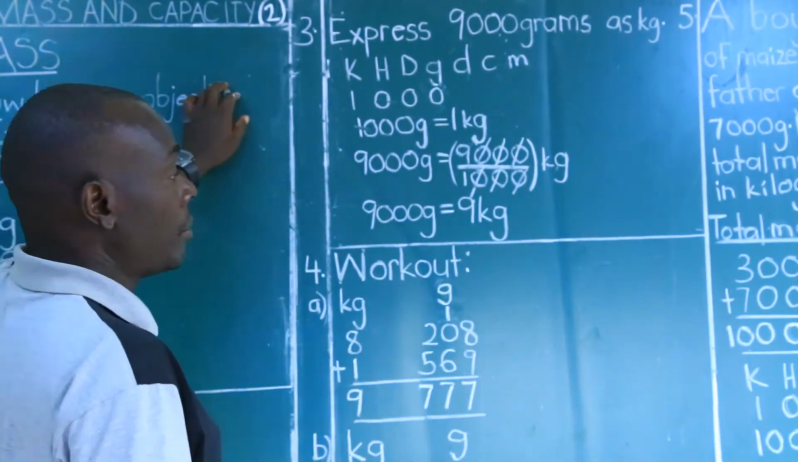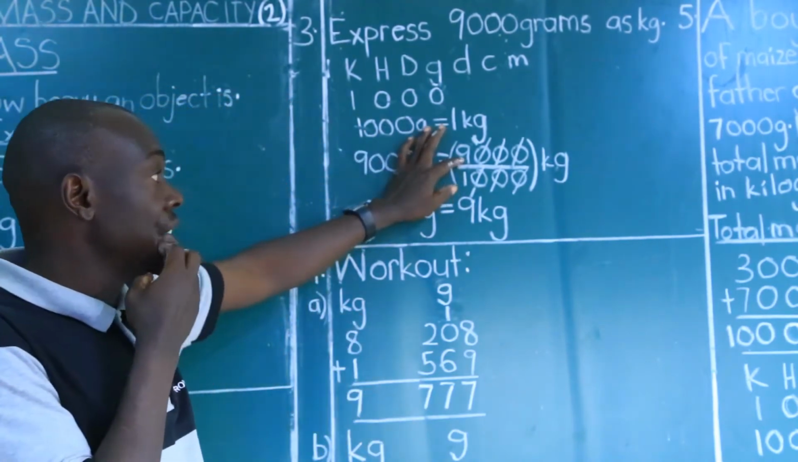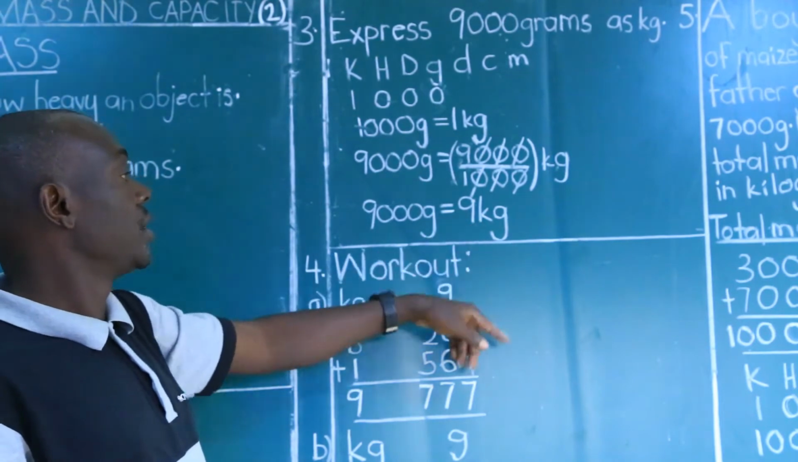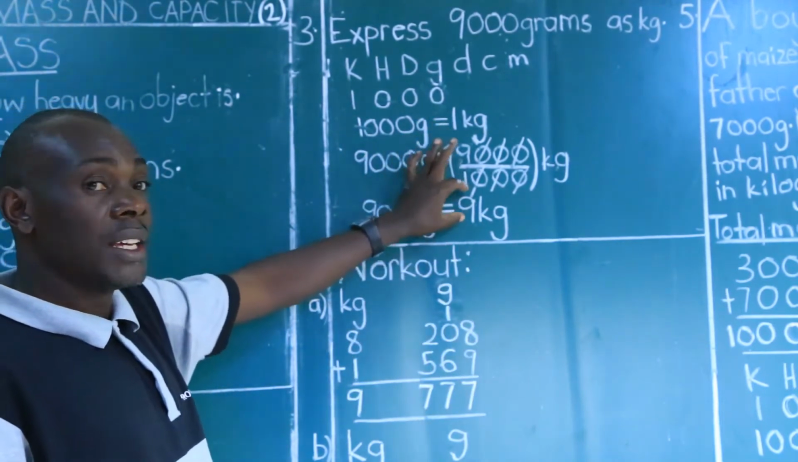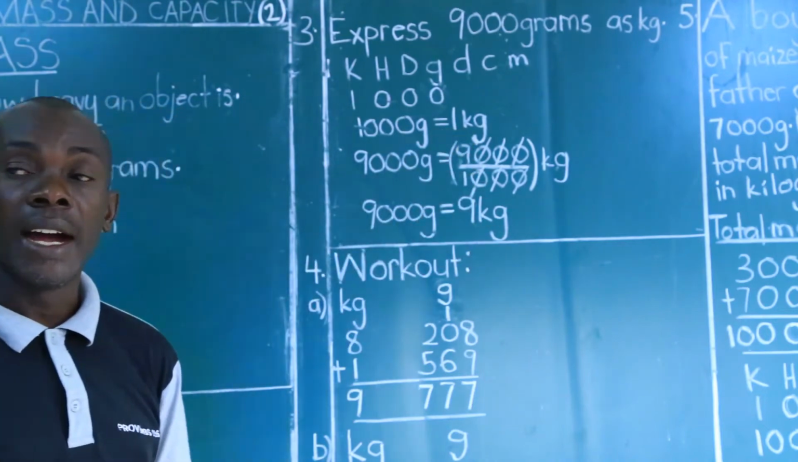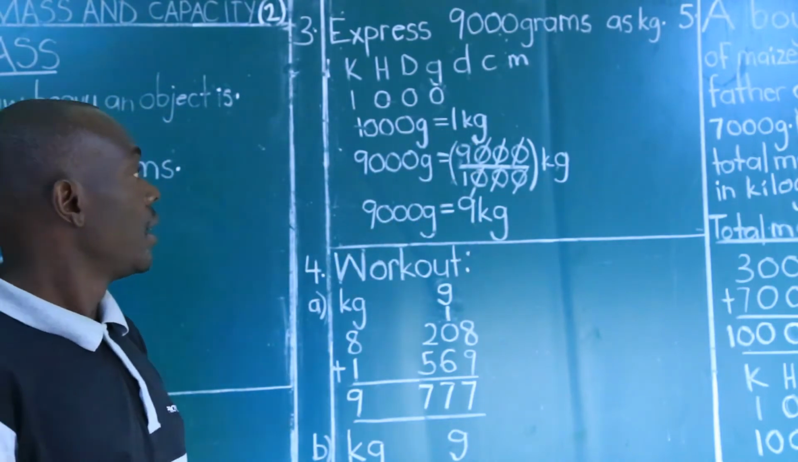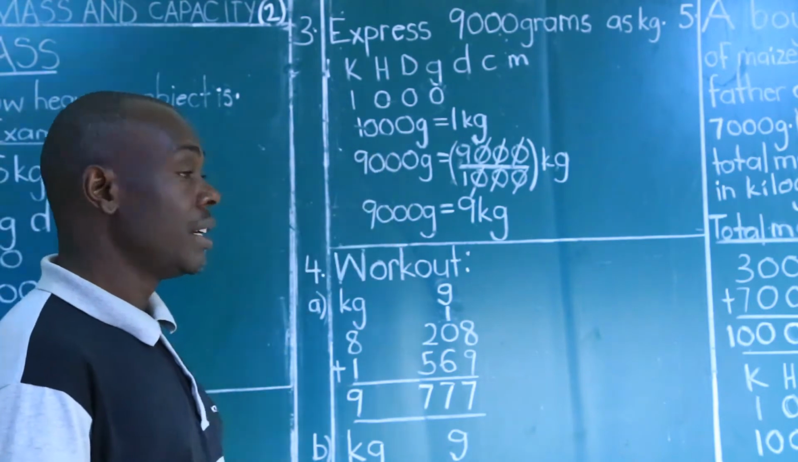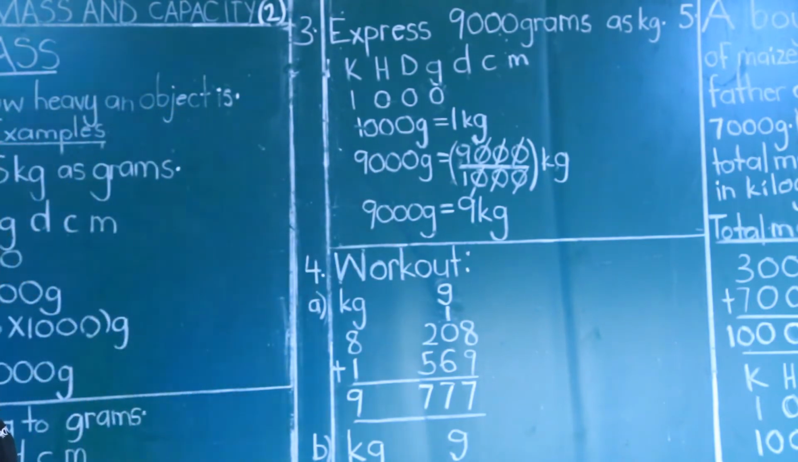You can see that 9 remains undivided, and 1. So 9 divided by 1, you get 9. So 9,000 grams are equivalent to 9 kilograms. That way, you have learned how to convert grams to kilograms. You then answer in a piece of work about such mass conversion.